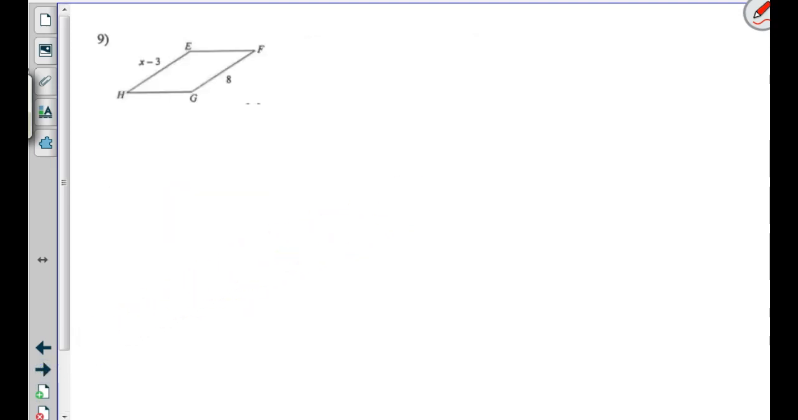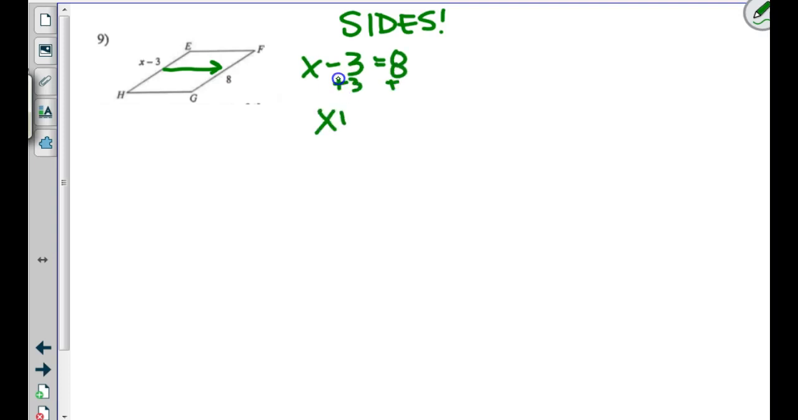All right, this one is talking about sides, guys. Not angles, it's not inside at the corners, so they're just equal to each other straight across. So if you add 3 here, you get x equals 11. All right.